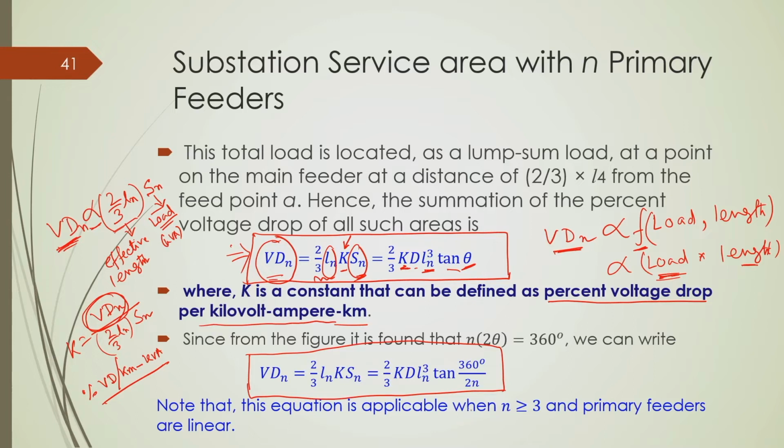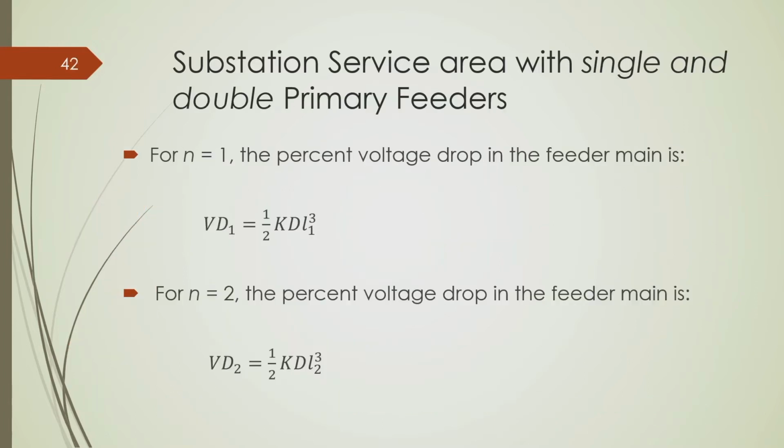But this expression is valid for a number of feeders greater than or equal to 3, and these primary feeders are linear in the sense that load distribution is uniform. So, this equation holds for a total number of feeders greater than or equal to 3, and the feeders are linear in the sense that the load distribution of the feeder is uniform. Now, we will be having some case studies.